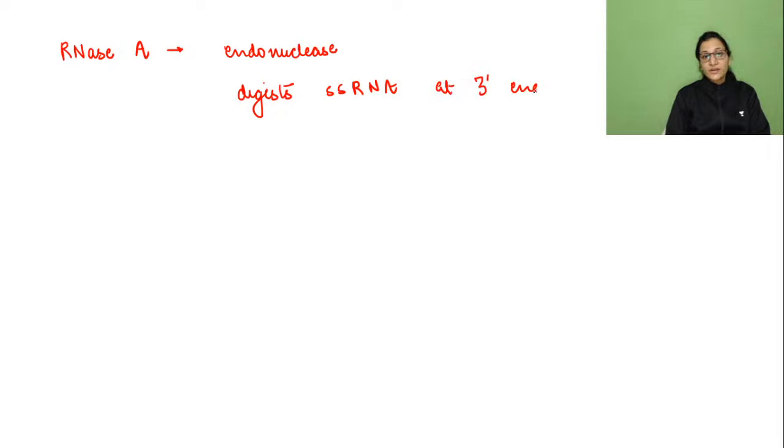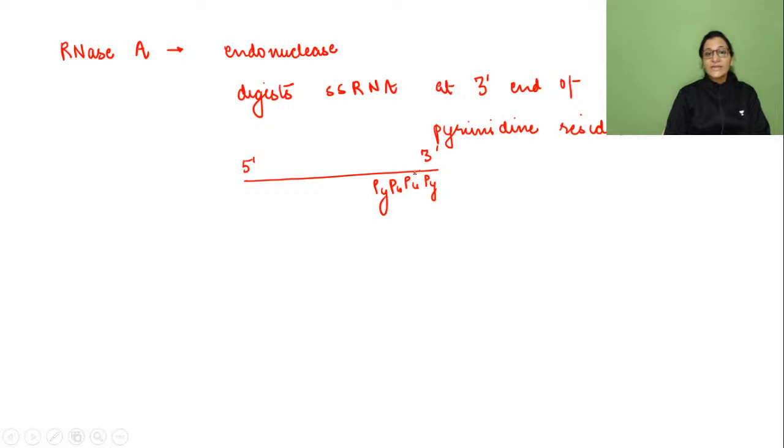Now we'll be talking about RNase A. RNase A is an endonuclease, and it digests single stranded RNA. Where does it digest the single stranded RNA? At the 3' end of pyrimidine residues. So it can digest somewhere over here.